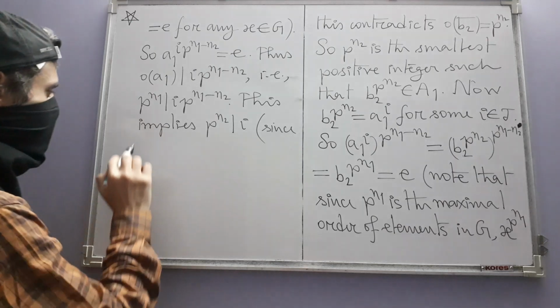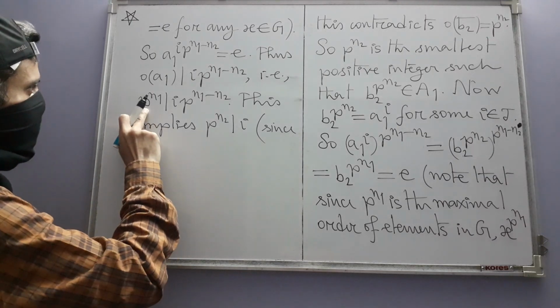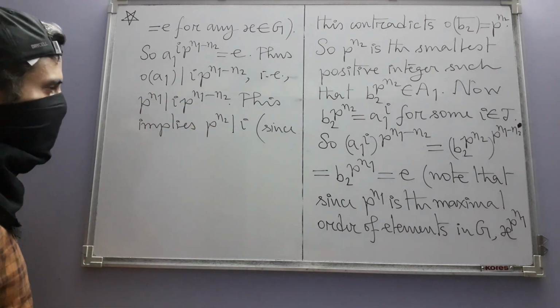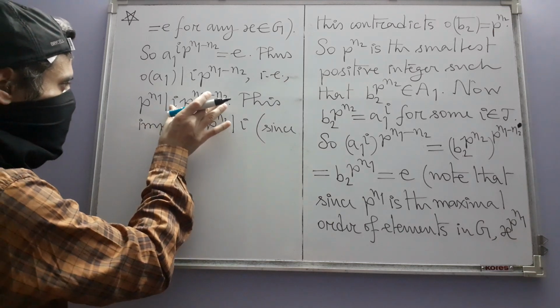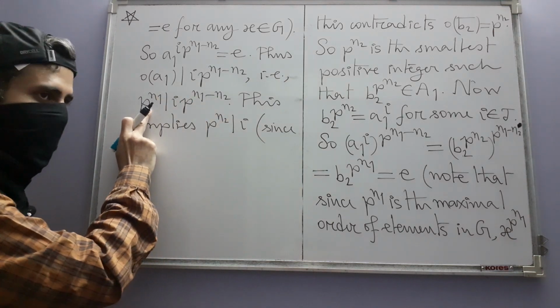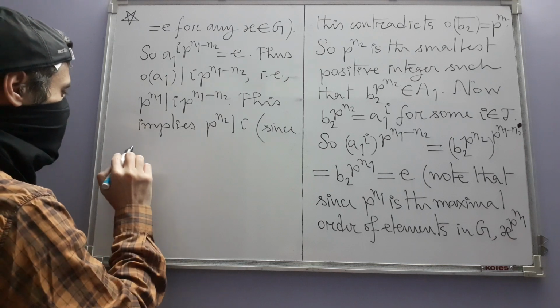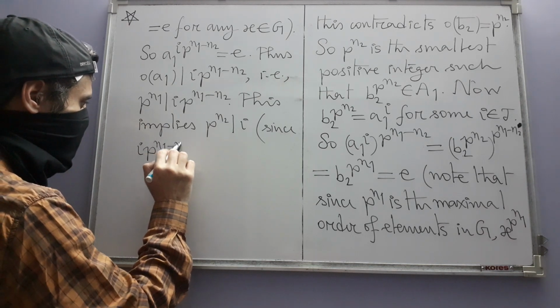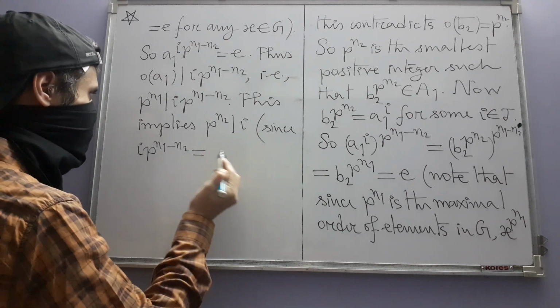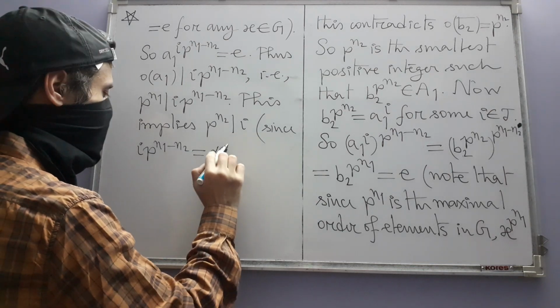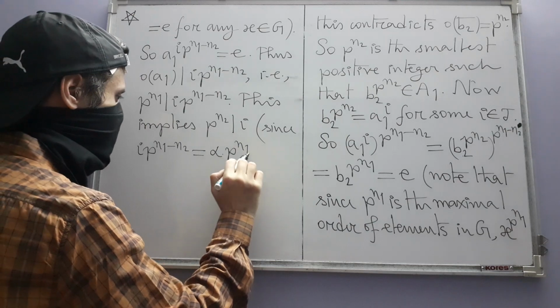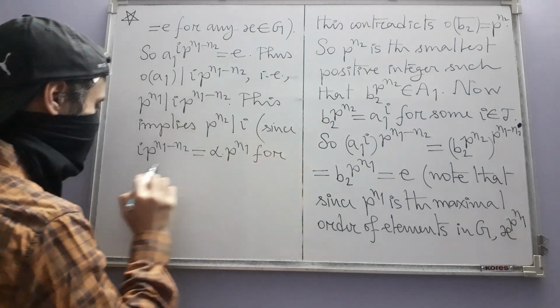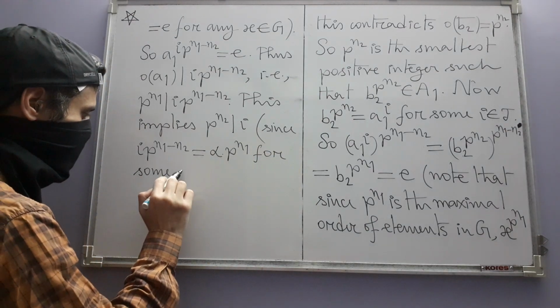Since, okay, p to the power n1 dividing this integer means what? It means that this integer is an integer multiple of p to the power n1. That's why we write: since I times p to the power n1 minus n2 is some multiple, say alpha times p to the power n1, for some integer alpha.